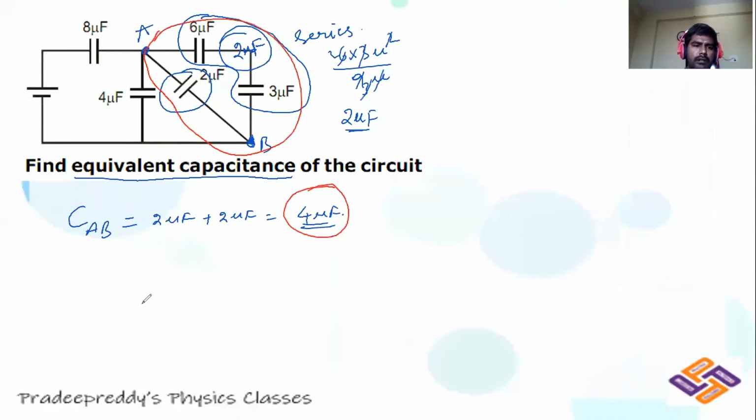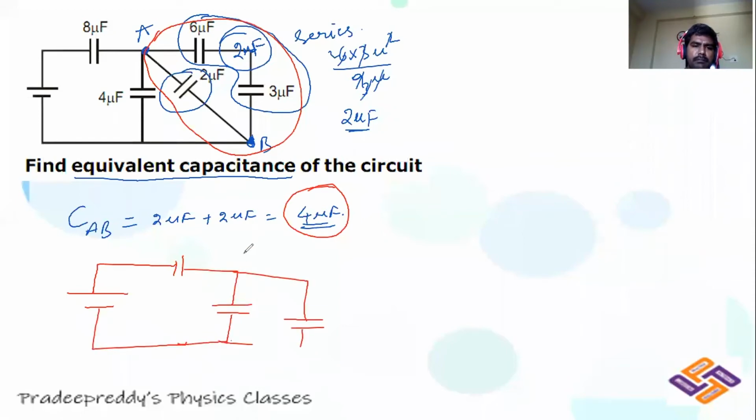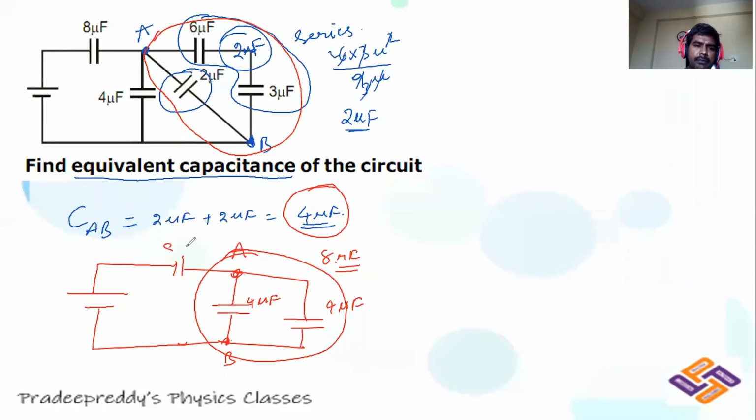So how can you redraw the circuit now? It's very simple. This is A, and obviously this becomes B because it is simply a wire. Here we have 4 microfarad and 4 microfarad, and these two are connected in parallel. If they are connected in parallel, the effective is 8 microfarad. This 8 microfarad is connected in series with another 8 microfarad.